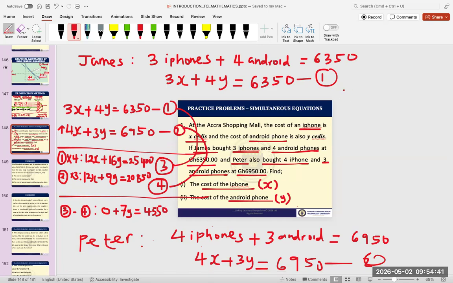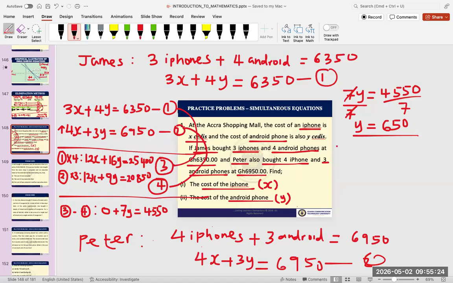So then this is what we have. 7y is equal to 4550. We divide every side by 7. So y can stand alone. 7 will cancel 7. So we have y is equal to, if you do your computation very well, you have 650 for y. Now, when we want x, you pick any of the equations, either equation 1 or equation 2.